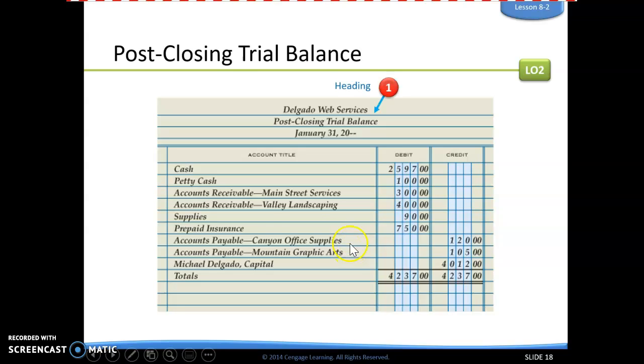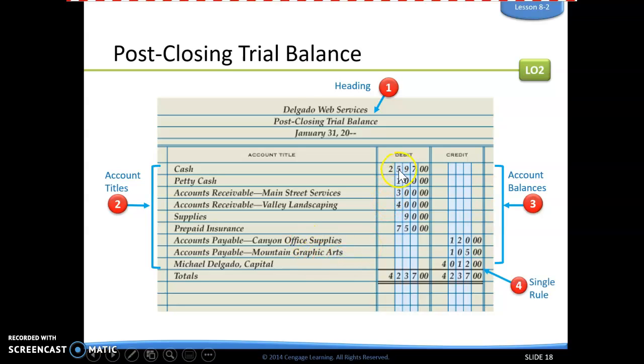Okay, so we see here we have the heading. Remember the who, the what, and the when. And notice that the when is on a specific date here. And so we have our account titles here. We start with our assets, and we have our liabilities, and then we have our capital. So those are all of our permanent accounts that we have. And then their balances, you see whether they have a debit or a credit balance.